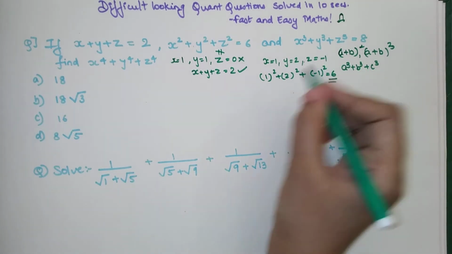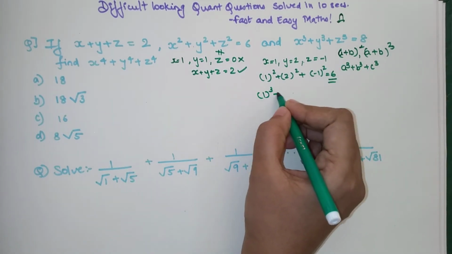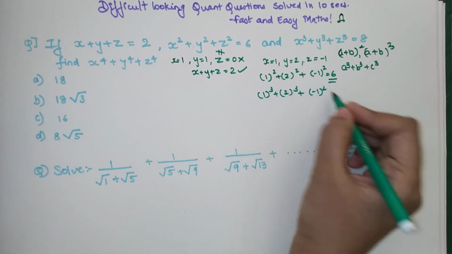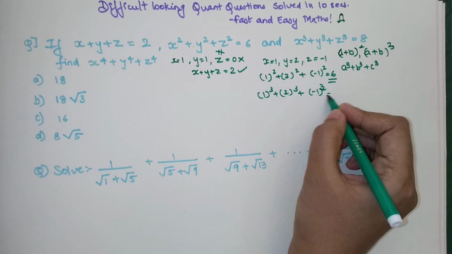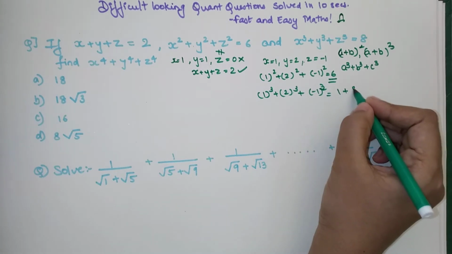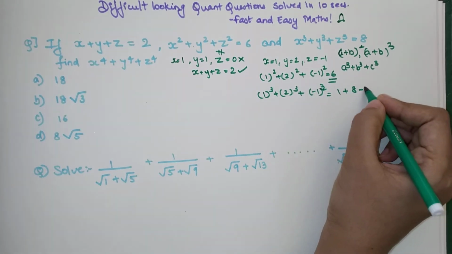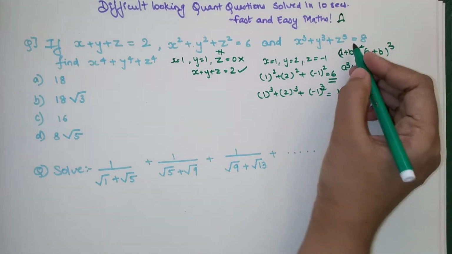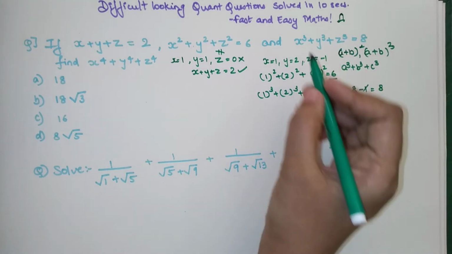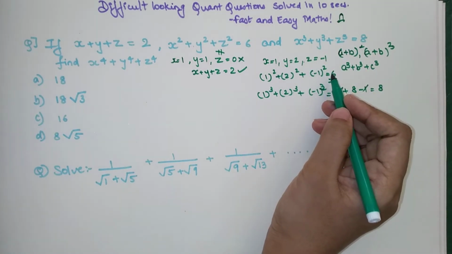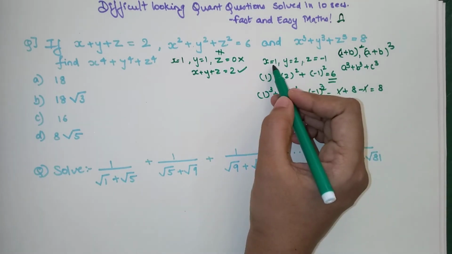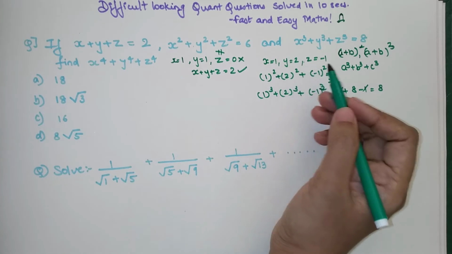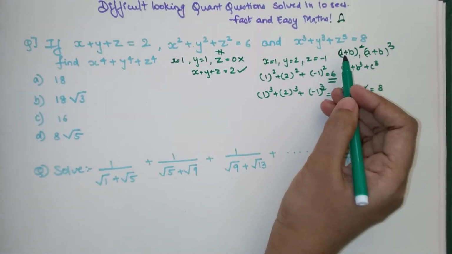Now let's check for the next one. 1 cube plus 2 cube plus minus 1 the whole cube. So 1 cube is 1, plus 2 cube is 8, minus 1 cube is minus 1. So 1 and minus 1 get cancelled, and you are left with 8. And that is exactly what you were looking for when you cube each of these values. Okay, so now I can say that x equal to 1, y is equal to 2 and z is equal to minus 1 satisfies all of these three equations.